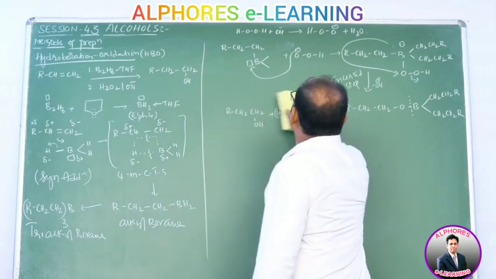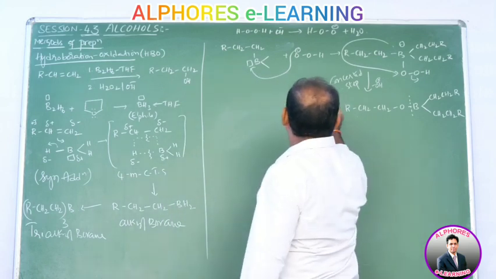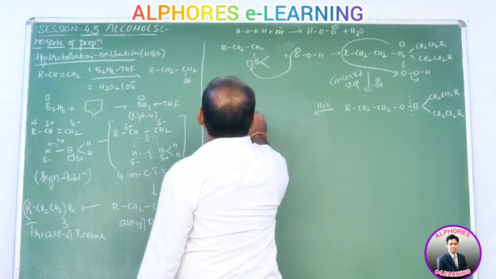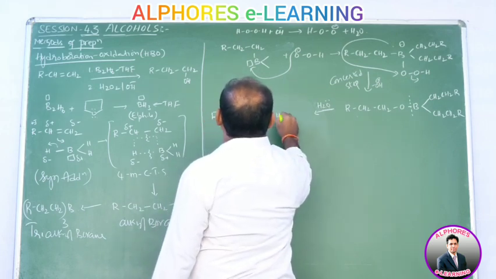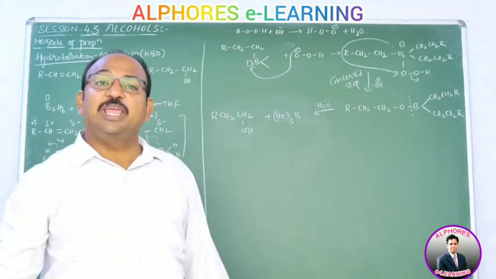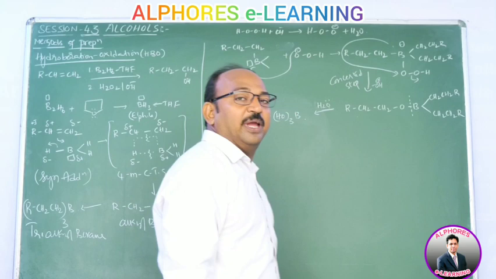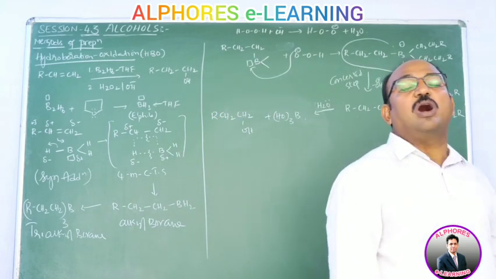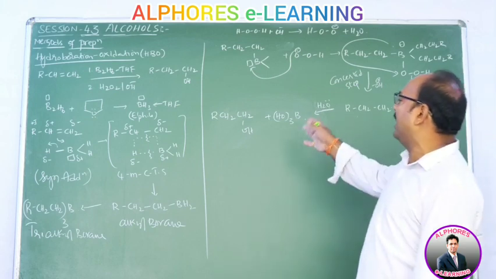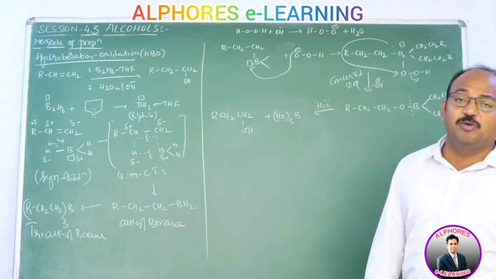And the final product we are getting here is RCH2CH2OH taken thrice, because with respect to all three alkyl groups the same thing happened, and all of these convert into alkoxyborane. Alkoxyborane upon hydrolysis gives alcohol and boric acid, H3BO3.